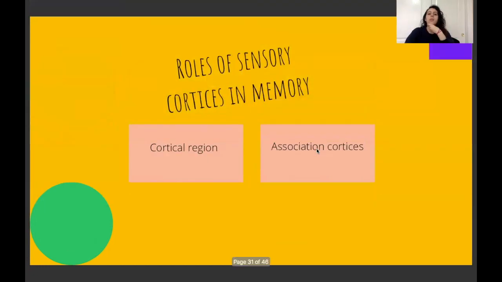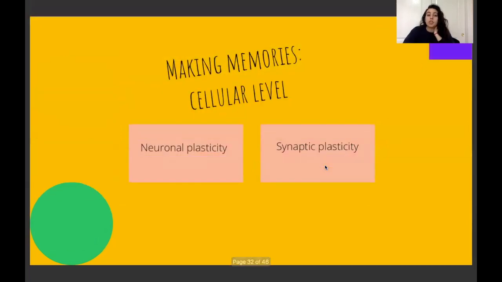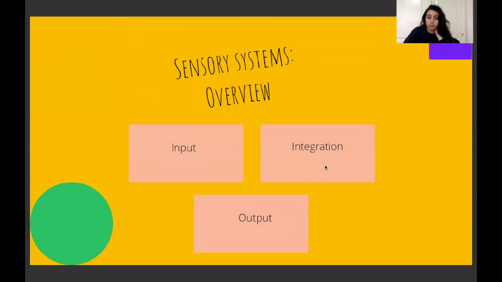Okay. Roles of sensory cortices in memory. So we have the cortical region and the association cortices. What exactly do those regions do? How do they affect memory? Making memories on a cellular level. What is neuronal plasticity? What is synaptic plasticity? And what do they have to do with making memories?